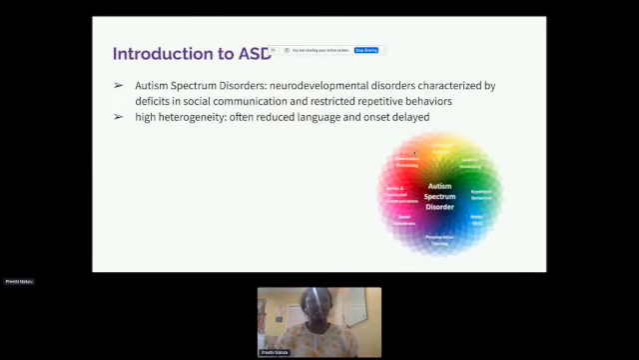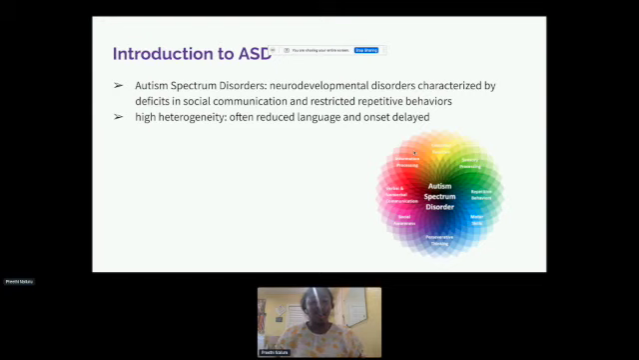As an introduction to autism spectrum disorders, they are neurodevelopmental disorders characterized by deficits in social communication and restricted and repetitive behaviors. Approximately 1 in 54 children is diagnosed with ASD, and the diagnosis stems from abnormal development seen in regular wellness checkups. The average age of diagnosis is 4, while a diagnosis can be considered reliable at around age 2.